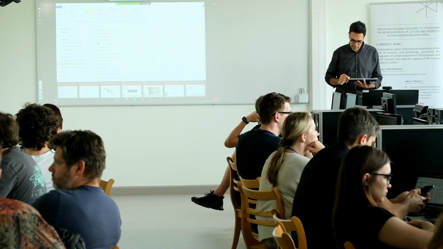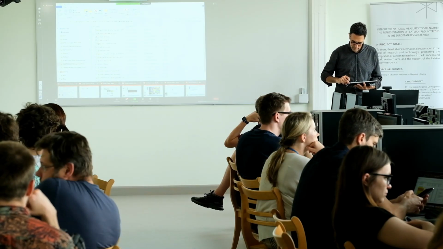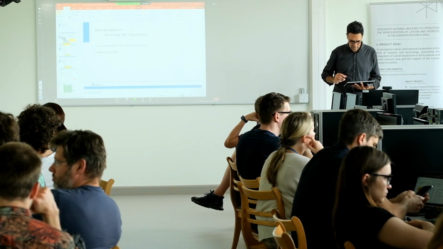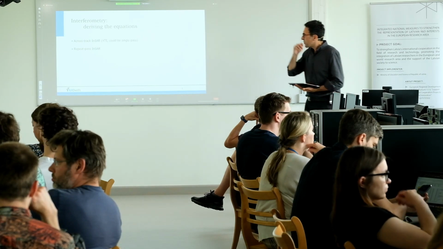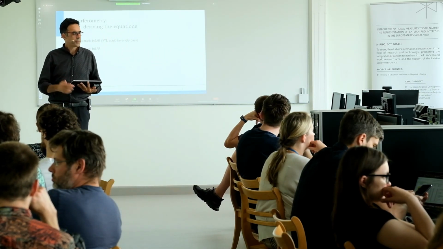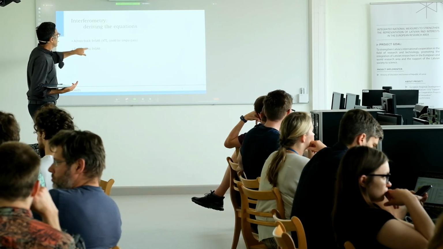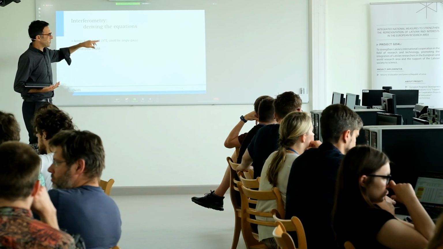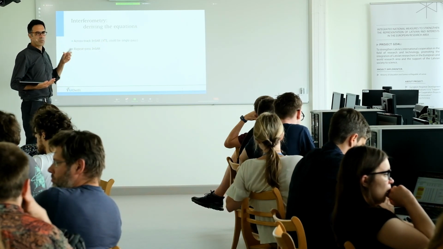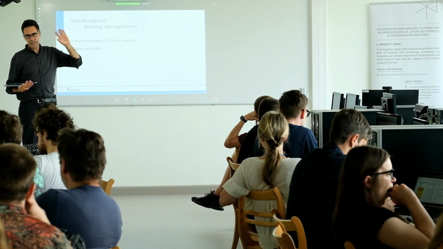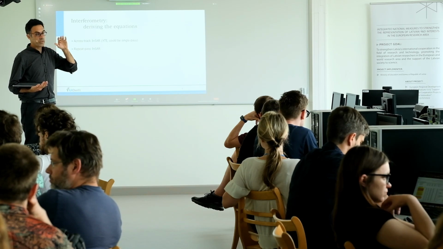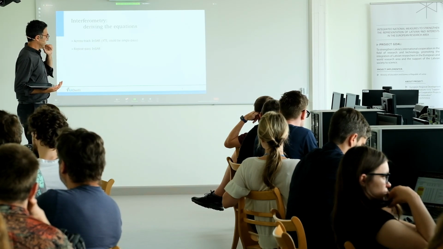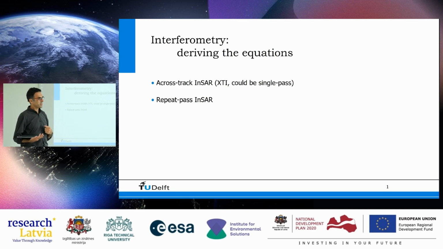Number 3. Deriving the equations. Okay, so there are a couple of concepts that are important. We distinguish a cross-track InSAR, sometimes people call that XTI, cross-track interferometry. And that could be in a single pass acquisition, so that the two satellites are flying next to each other at the same time, acquiring the thing at the same time. We can do that also from an airplane, if it has two antennas. There has been a space shuttle mission which had two antennas. There is TerraSAR-X and TanDEM-X, a German mission which had two satellites flying at the same time. So we call that a cross-track InSAR, and this is what you need if you want to measure topography.